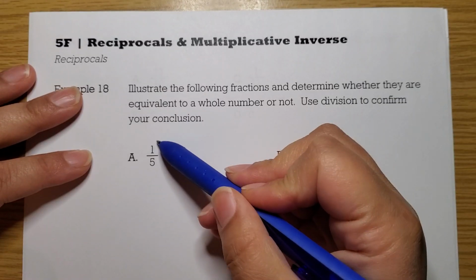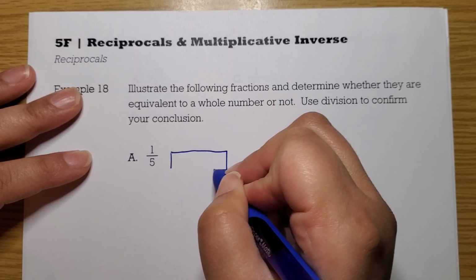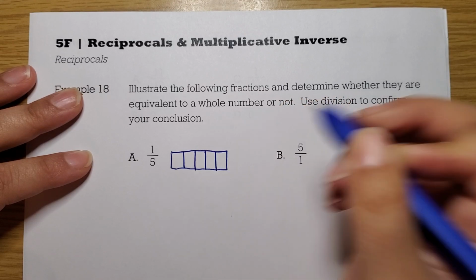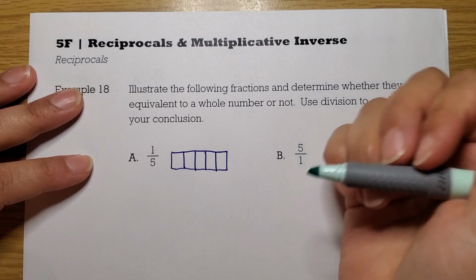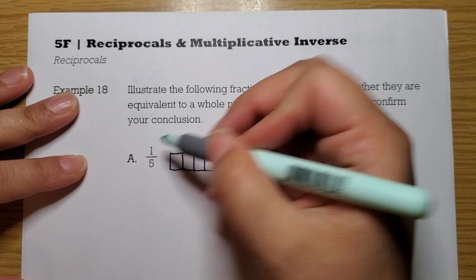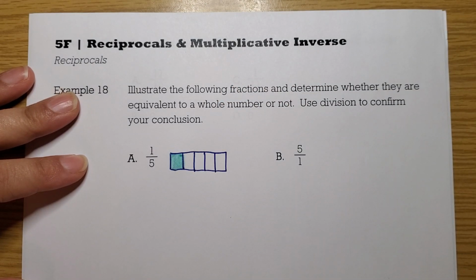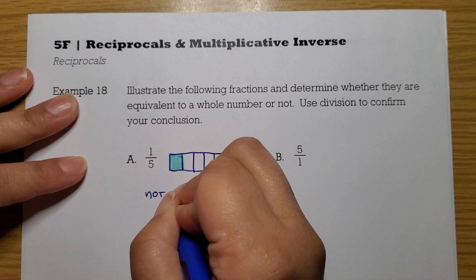So for example, let's illustrate the fraction 1/5. So I'm going to create a candy bar here and cut it into 5 equal pieces. So the denominator tells you how many pieces to cut it into, and then the numerator tells you how many of those pieces to color in. So our numerator is 1, so we just color in one of those pieces. So 1/5, we didn't eat an entire candy bar. So this one is not a whole number.